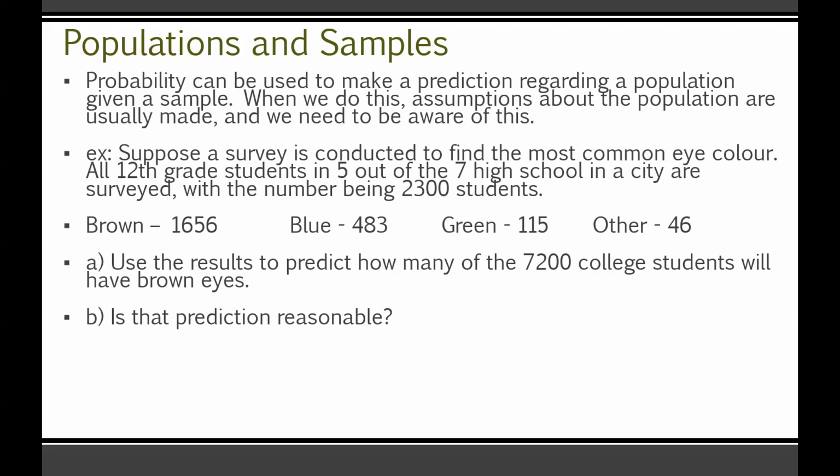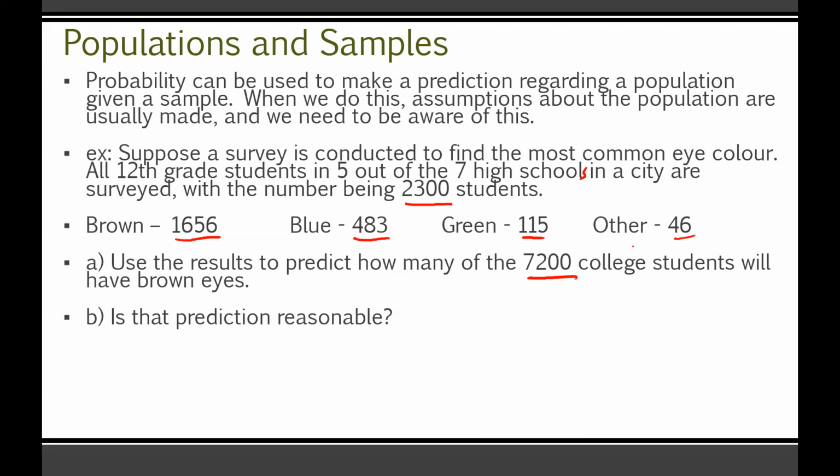Anyway, here's an example. Let's suppose a survey is conducted to find the most common eye color. All 12th grade students in 5 out of the 7 high schools, I should say, in a city are surveyed, with a number being 2,300 students. When they did the survey, they had 1,656 students with brown eyes, 483 with blue eyes, 115 with green eyes, and then 46 other eye colors. So use the results to predict how many of the 7,200 college students will have brown eyes.